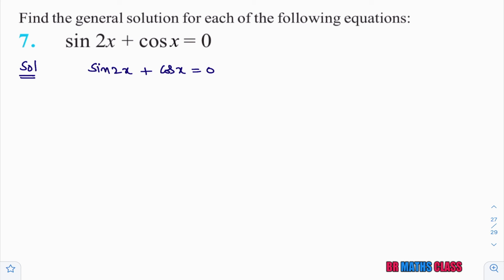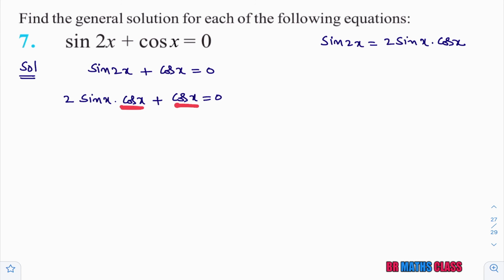Here what is the formula for sin 2x? The formula for sin 2x is 2 sin x into cos x. In place of sin 2x, I'll write that formula. 2 sin x into cos x plus cos x equal to 0. You observe here cos x is there, here also cos x is there. So I can take cos x common. If I take cos x common, what will you get? This side 2 sin x plus 1 equal to 0.